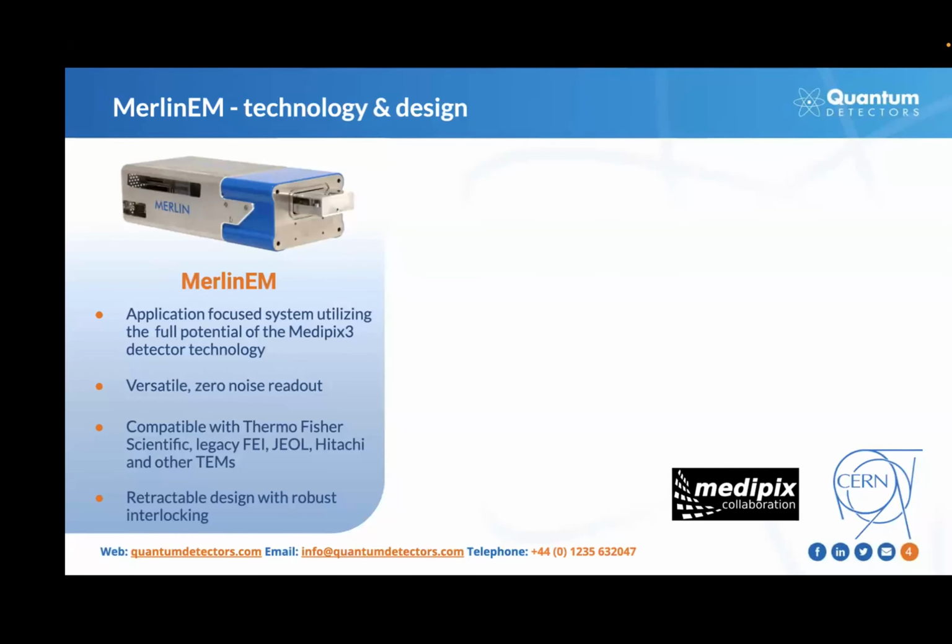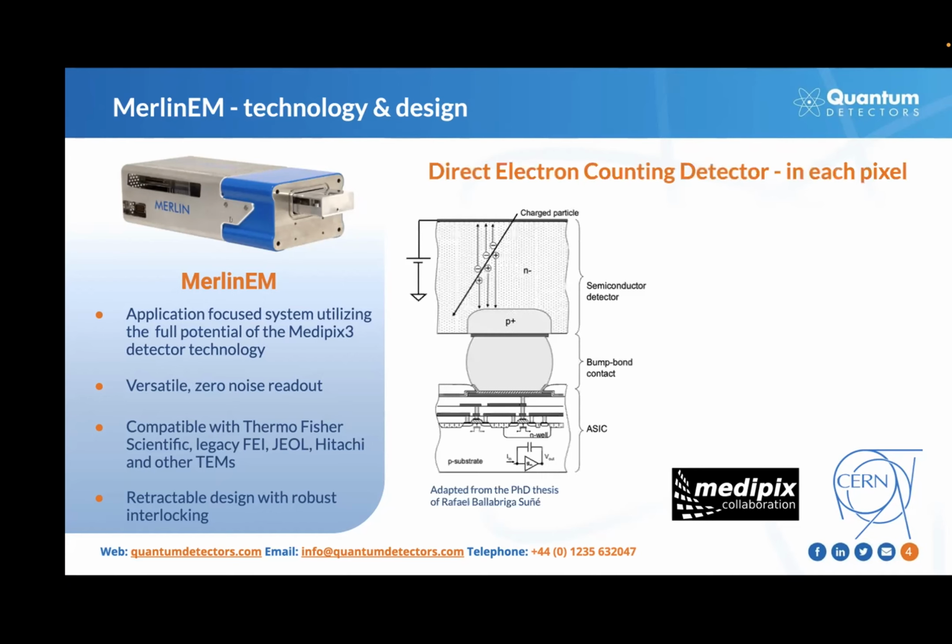So first of all, Merlin is a hybrid pixel electron detector based on the MEDIPIX technology developed at CERN. The detector is an application-focused system. We supply live 4D STEM capabilities together with a versatile and controllable readout system. We install on microscopes of all major vendors, and we have developed a robust interlock system, which lets us install MerlinEM opposite a third-party camera.